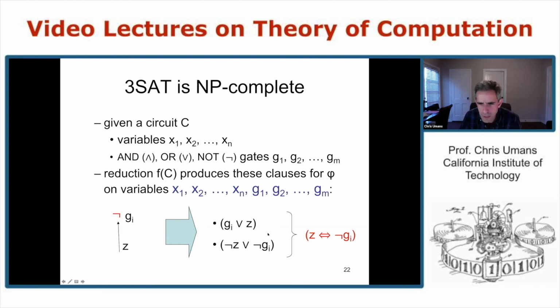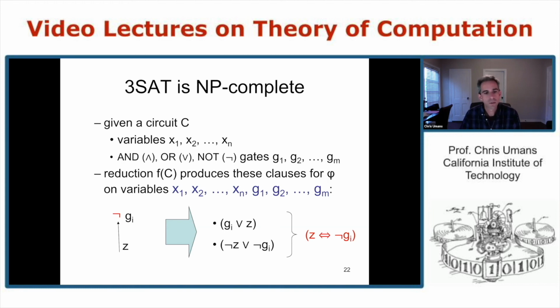And actually, if you don't want to carry out the manipulation yourself, you can just look at these 2 clauses and see that the only way to satisfy both of them is if gi and zi have opposite values, right? Because if both of them were true, for example, then this clause would not be true. And if both of them were false, then this clause would not be true. But if you have one true and one false, then you can satisfy both clauses simultaneously. So this pair of clauses enforces the assertion that gi has the opposite truth value of z.